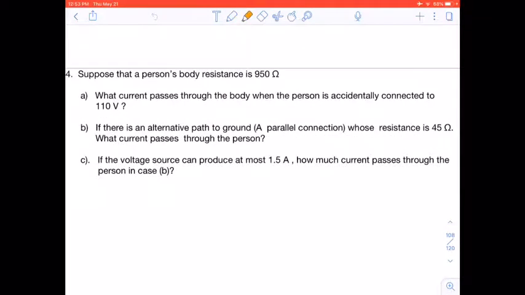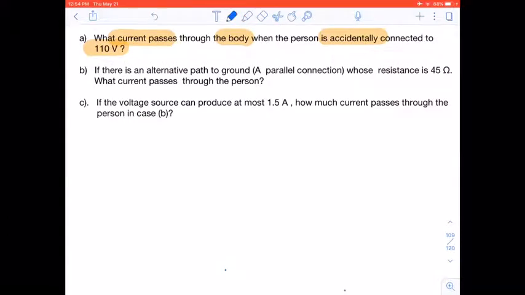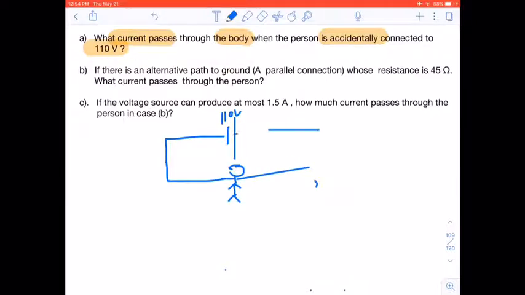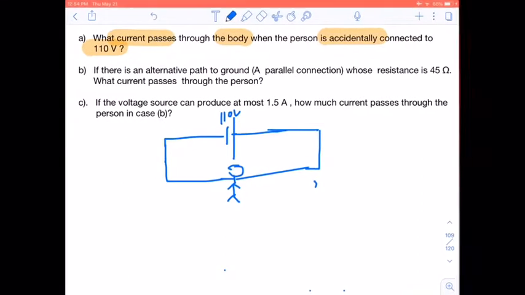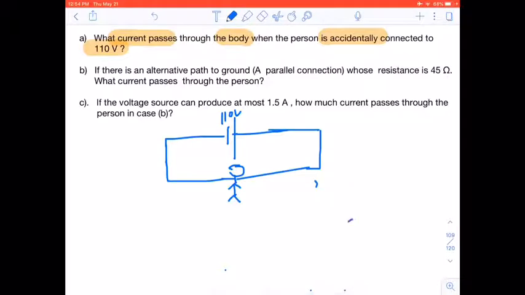Right, let's look at this question. Suppose a person's body has a resistance of 950 ohms. We want to know what current passes through the body when the person is accidentally connected to a 110 volt source. Okay, so let's say we have a battery with 110 volts, and we have a person, and the resistance is 950 ohms, right? And we want to know what current passes through the person.